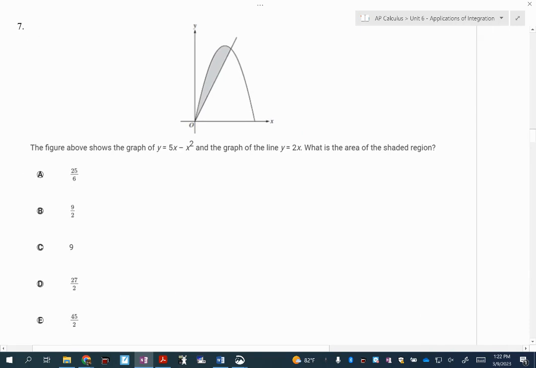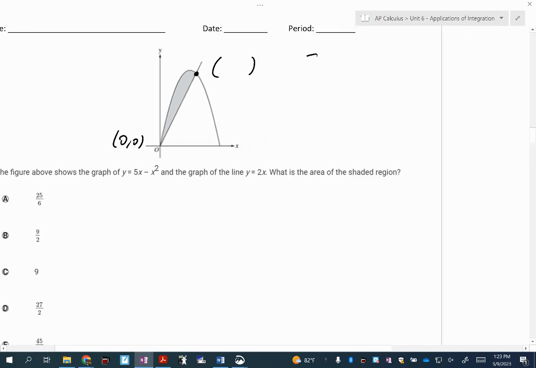All right, now number 7. I like number 7 because they give us the actual sketch, but it doesn't tell us what this ordered pair is. I know this is 0, 0, and I just don't know what that is. So let's go ahead and set 5x minus x squared equal to 2x, and we'll solve for it. So moving this over, I get x squared. 2x minus 5x is negative 3x. All right, we're going to factor, and you get x equals 0 and x equals 3.